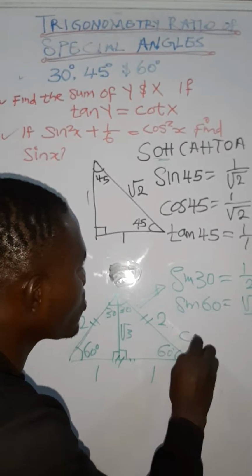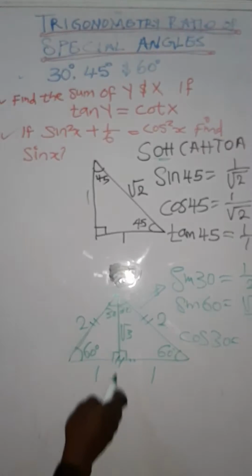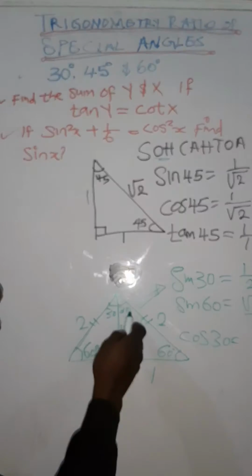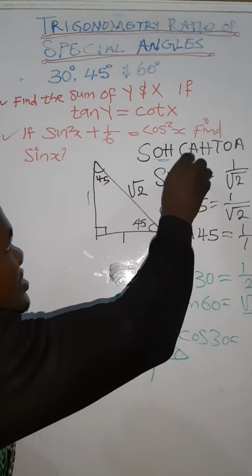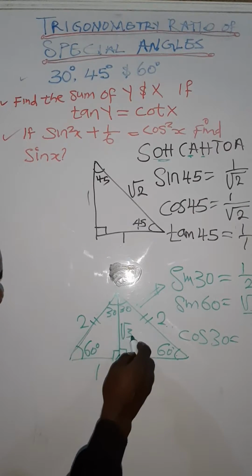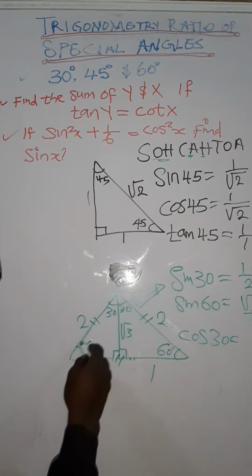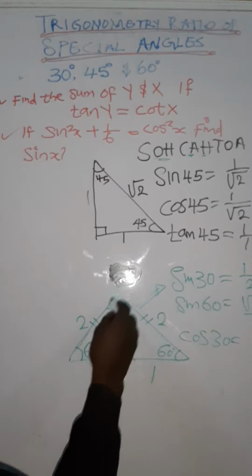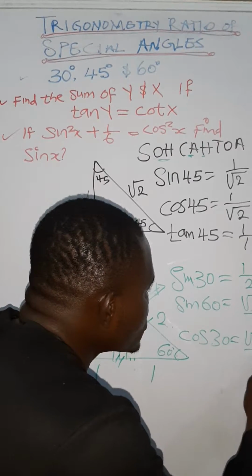Then to look for cos 30. Cos 30, how do you get that? Here is 30. You could use this or this, you get the same answer. Here is 30. Where is the adjacent? Adjacent over hypotenuse. So to this angle, here is the adjacent. This line is the hypotenuse. So adjacent is root 3, hypotenuse is 2. So which is root 3 over 2.